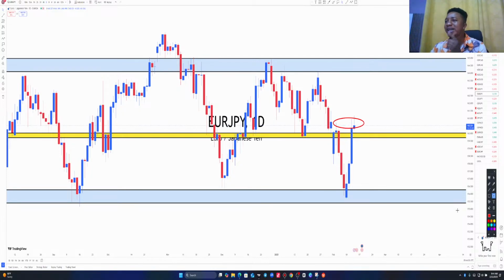So this area is very, very critical. This area number one can serve as a reversal all the way down because it's the lower high of the weekly. It can also serve as an exhaustion to continue buy momentum to the upside. It's very, very critical.